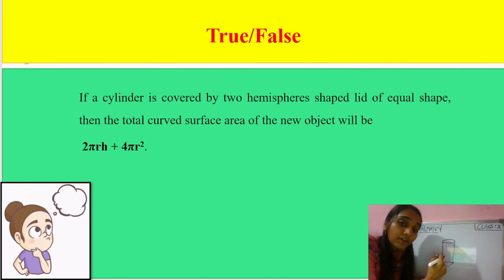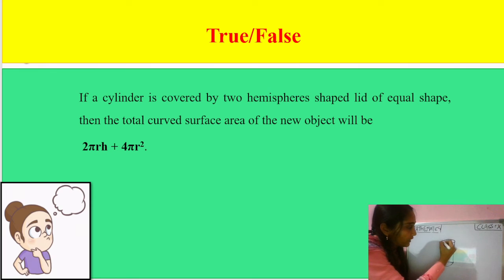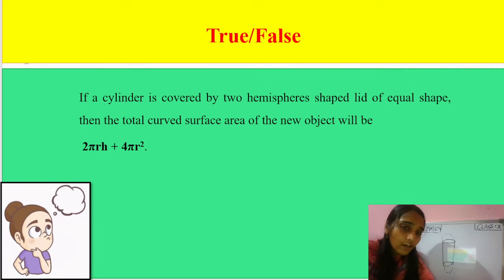It's saying that it is covered by two hemispheres of equal shape. So I can cover one like this and the other like this. So now the total surface area of this new object will be 2 pi rh plus 4 pi r square. Is it true or false?